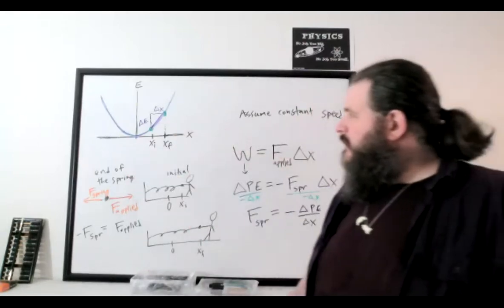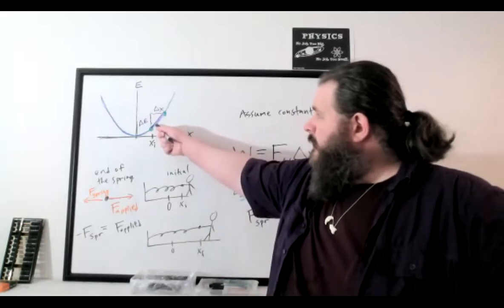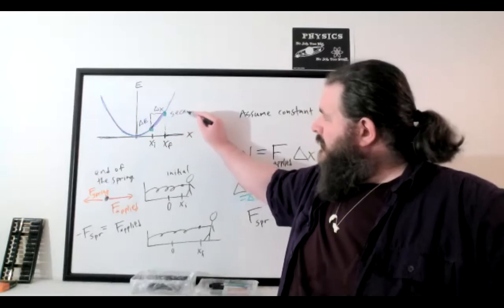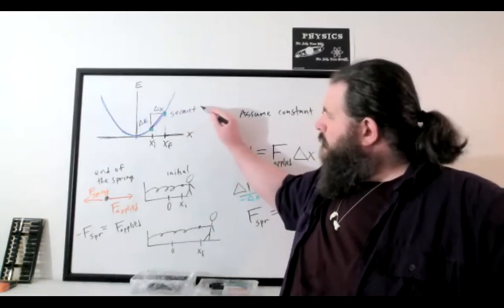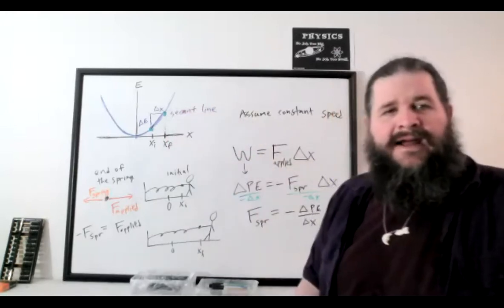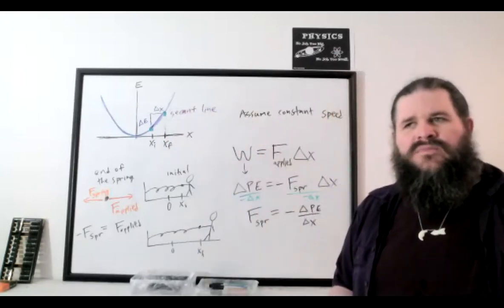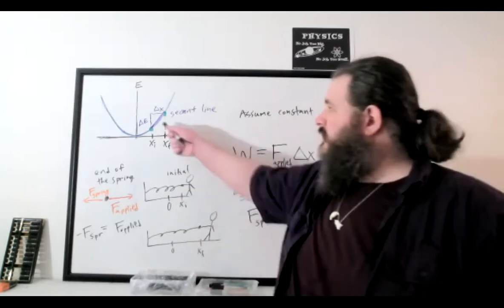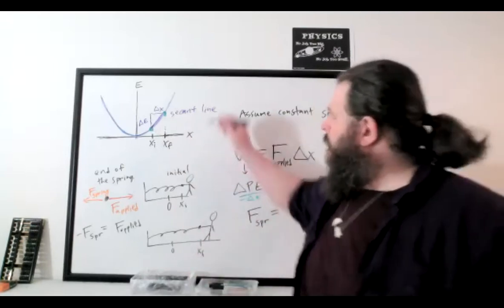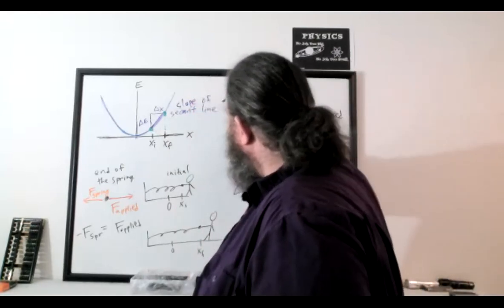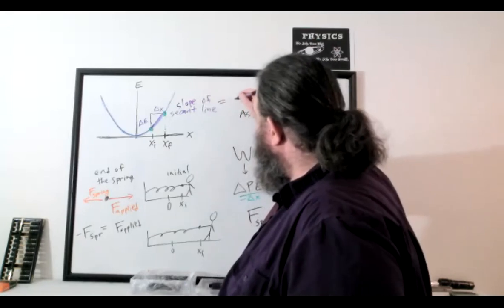Also, what we found here technically is the average force. The slope of this line from point to point, that is a secant line. Secant line means a line from point to point on the graph. That's not technically the force at any instant. Yeah, that's the average force. Average force is the slope of a secant line. So the slope of a secant line is the average force.